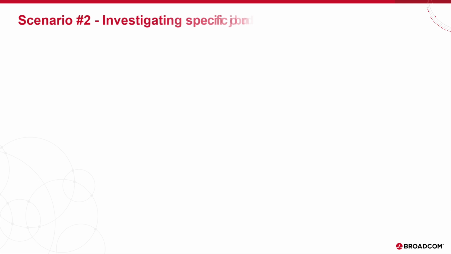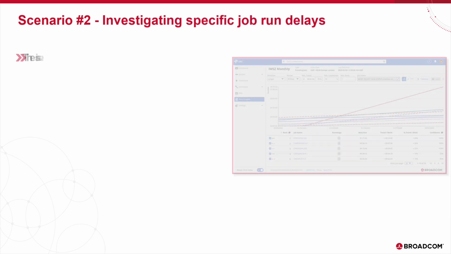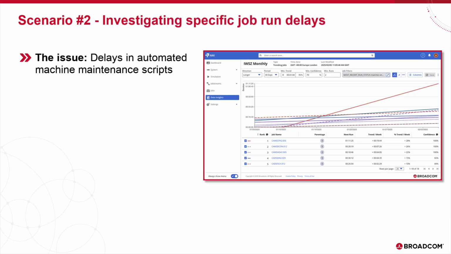In this scenario, Alex has been alerted about consistent delays in automated machine maintenance by the IT ops team. Alex needs to investigate and monitor specific jobs on the IWSZ scheduler that executes resource maintenance scripts. The Apex 10 Ops team has already shared a trending jobs data insight that monitors jobs on the IWSZ scheduler. Alex now needs to analyze how CA workload or CAW jobs have been trending over the period.